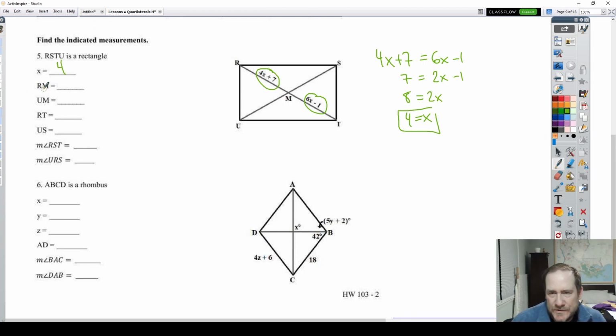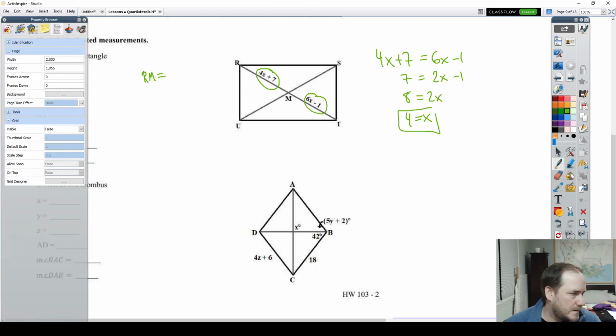So now they want the actual length of RM. So you got to plug the 4 in. So to find RM, we're going to go for 4x plus 7. Plug in 4. You get a 16 plus 7, which is going to be 23.